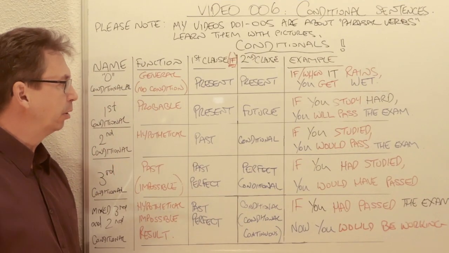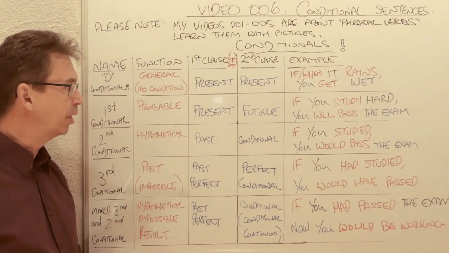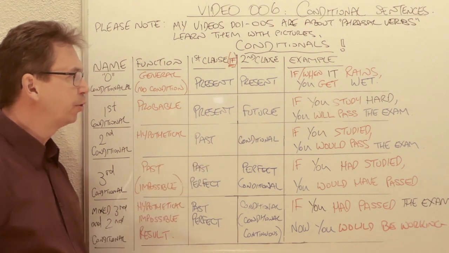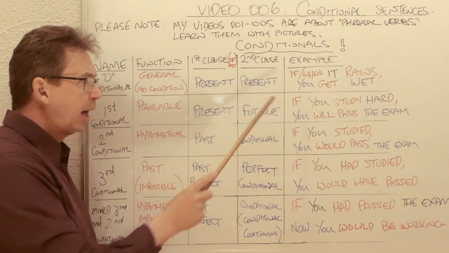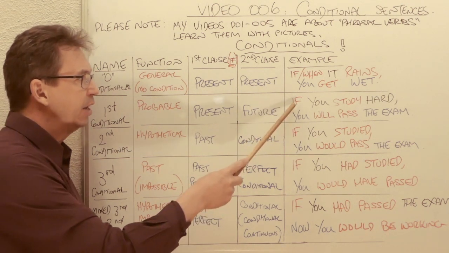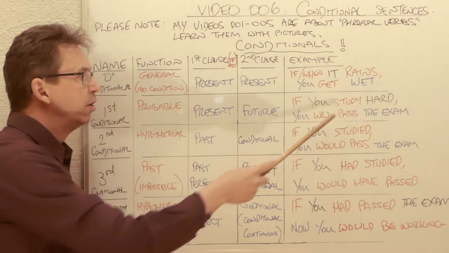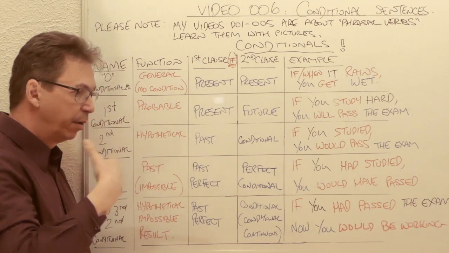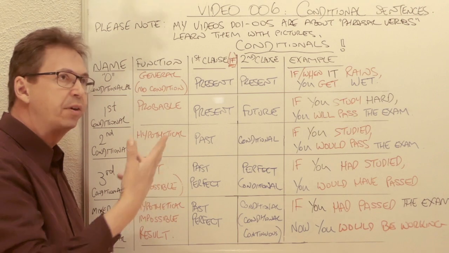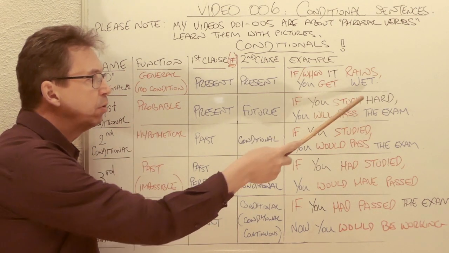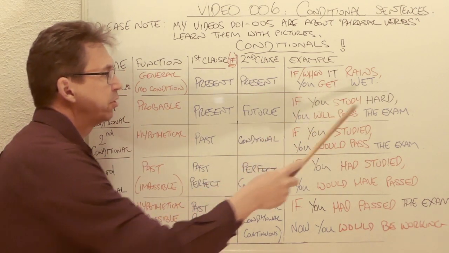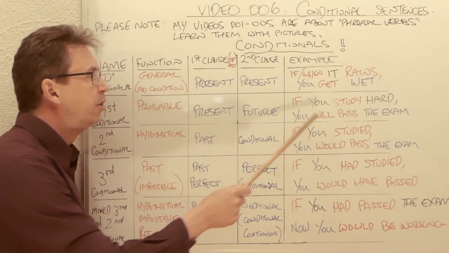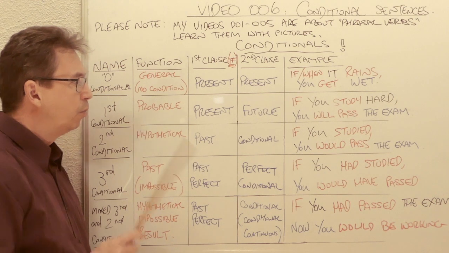Let's go on to the first conditional. It's what I call a probable. It's possible, it can happen. With the first clause we use the present, second clause we use the future. Let's take the case of if you study hard, you will pass the exam. It's not impossible to pass the exam. For example, the exam is quite easy, and all you have to do is study hard. If you sit down and study hard for the exam, you will pass the exam.